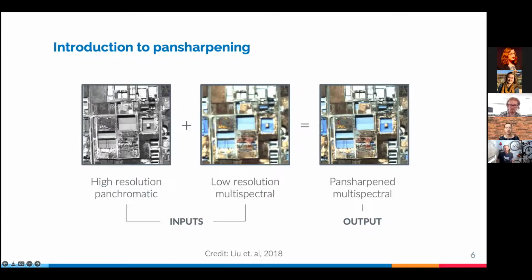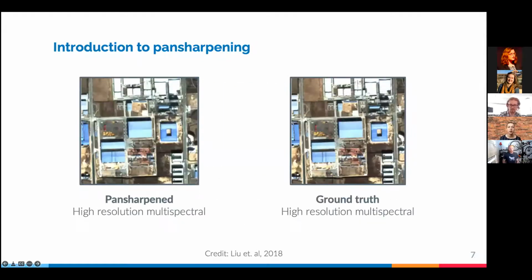original high-resolution panchromatic image. So ideally, when you're validating this pan sharpening algorithm, you have a pan sharpened image from your algorithm, and you also have a ground truth high resolution multispectral image, and you should be able to compare against those. And I'll talk a little bit later on about why this is important, because for my project, I don't actually have a ground truth image to compare against.